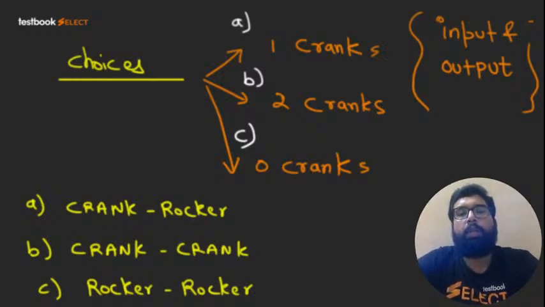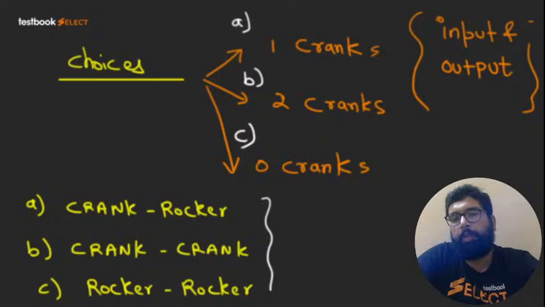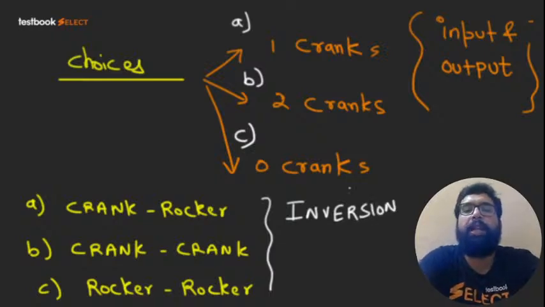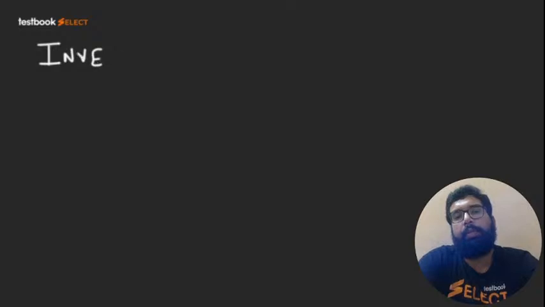So what we are getting here is also known as inversion of mechanism. So what is this inversion? Inversion is something done by fixing one link at a time.